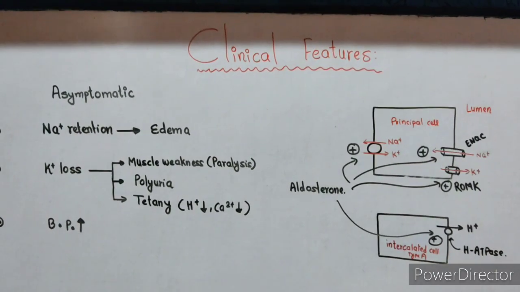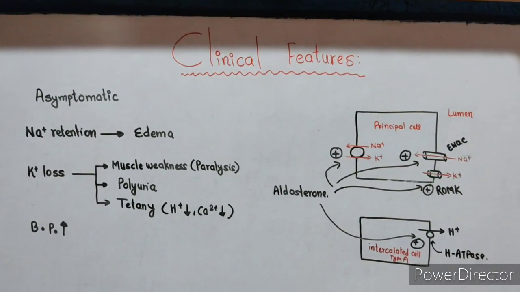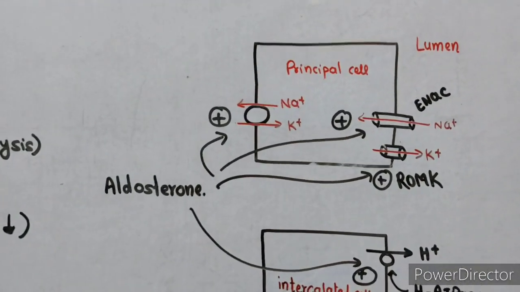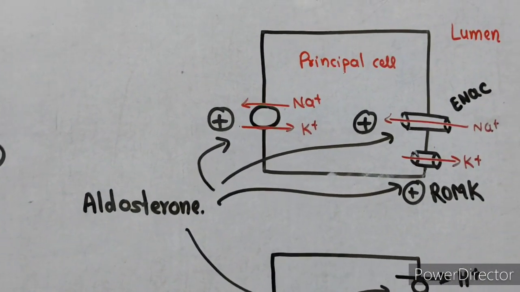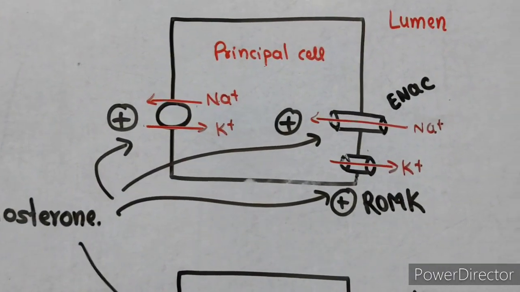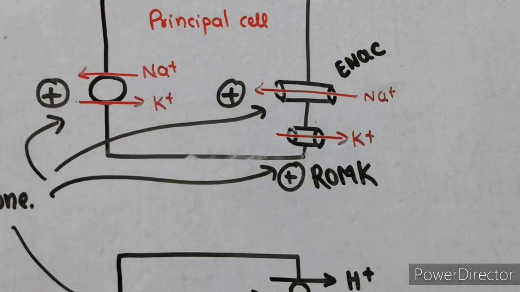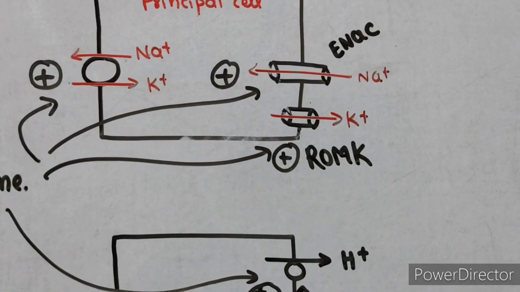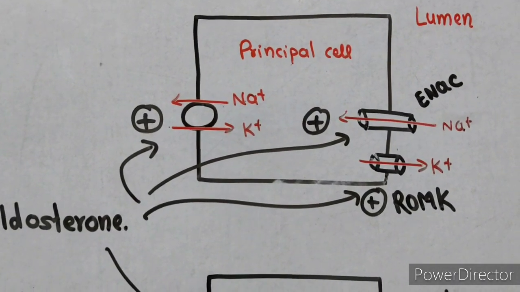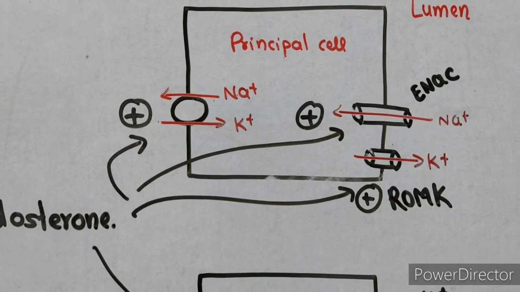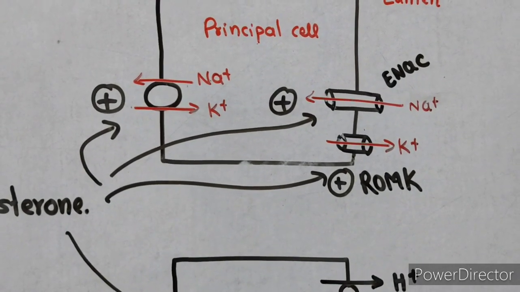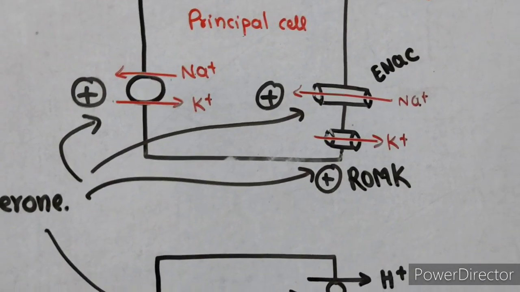Before knowing the clinical features of primary hyperaldosteronism, let's first recall the functions of aldosterone. Aldosterone acts on the principal cells to increase the synthesis of proteins like sodium potassium ATPase on the basolateral membrane, epithelial sodium channel protein on the luminal membrane, and renal outer medullary potassium channels on the luminal membrane. From this we can understand that aldosterone, by acting on the principal cells, is causing reabsorption of sodium and excretion of potassium, that is causing sodium retention and potassium wasting.